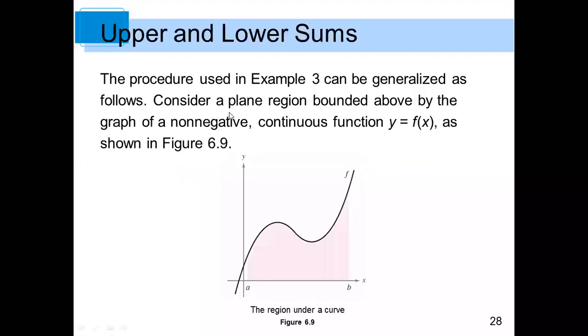All right, now we want to talk about upper and lower sums. The procedure used in example 3 can be generalized as follows. Consider a plane region bounded above by the graph of a non-negative continuous function y equals f of x, like this one. Notice from a to b, it's all above the x-axis and it's continuous.